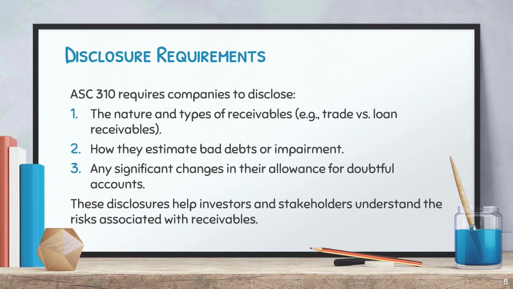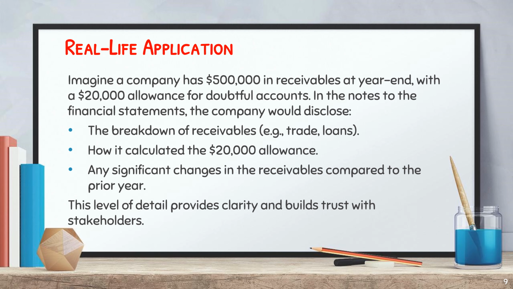Let's tie it all together with a real-life example. Imagine a company has $500,000 in receivables at year-end, with a $20,000 allowance for doubtful accounts. In the notes to the financial statements, the company would disclose the breakdown of receivables, e.g., trade, loans, how it calculated the $20,000 allowance, and any significant changes in the receivables compared to the prior year. This level of detail provides clarity and builds trust with stakeholders.